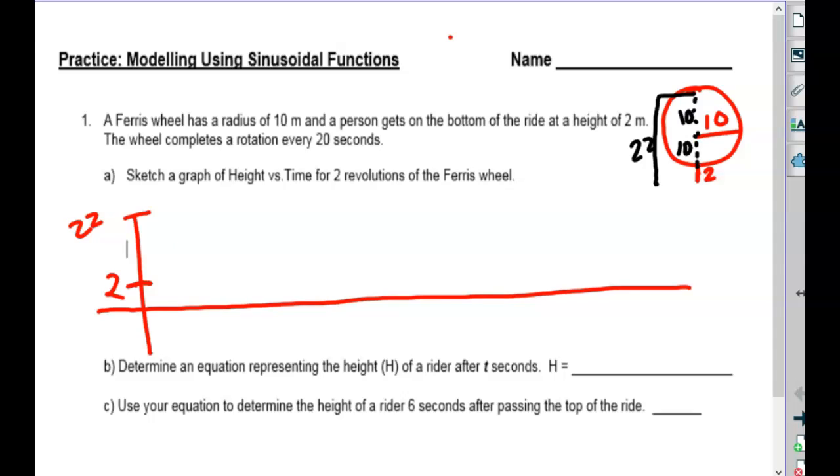Yes, 12 would be the midline. Is that on my, what is that cursor there? Okay, there's a little line there. I don't know what it's doing there. It's confusing me.